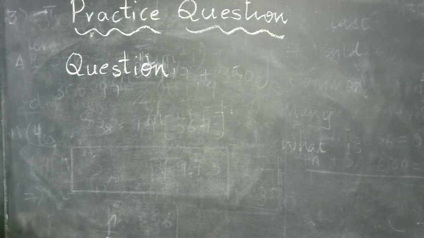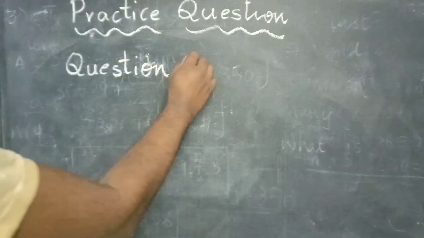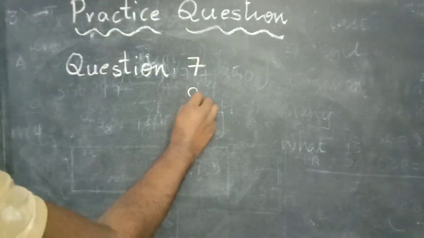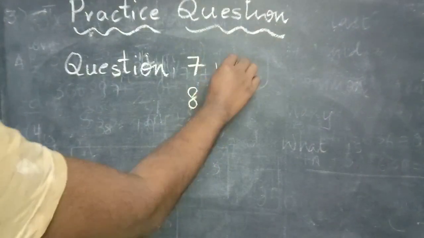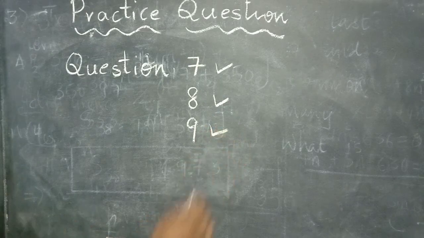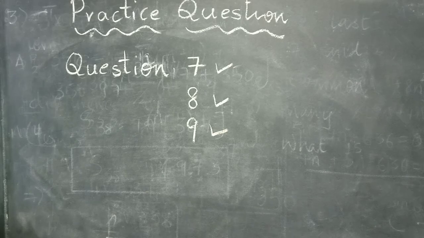Students, hopefully you have understood the previous 3 problems. Based on that understanding, we have a few practice questions to practice. Question number 7 in the exercise, and 8 and 9, these are the 3 questions for you to practice. Please try to find the solutions for these problems based on the understanding of previous problems.